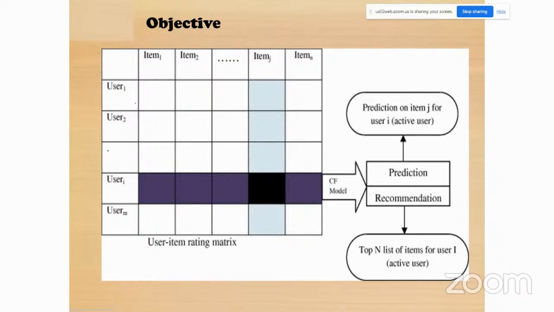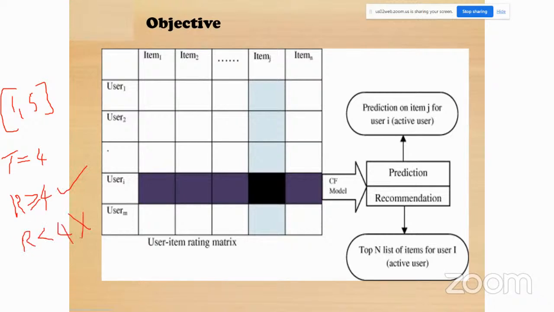So here I'm assuming the rating scale is 1 to 5, minimum is 1, maximum is 5. And what type of rating will the system recommend? I'm assuming the thresholding value is 4. That means whenever the rating is greater than or equal to 4, then the product or movie will be recommended to the customer. Whenever the rating is less than 4, let us assume 3, 2, 1, then it won't recommend. So this is my assumption.